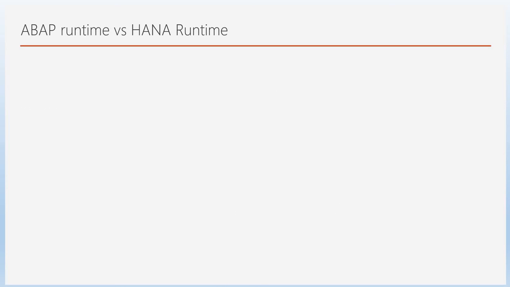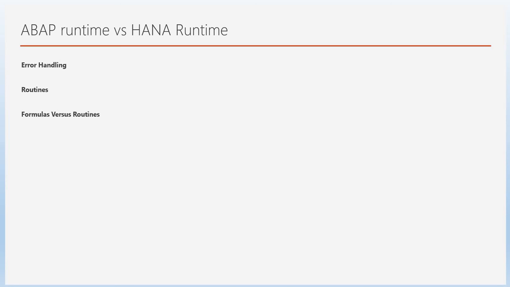Now I will be talking about a few more differences: the error handling, then routines, and formula versus routines. In the case of error handling, the error handling option is available in DTPs in the case of ABAP runtime. But if you go into HANA runtime, we do not find this option. So this is a very good difference between ABAP runtime and HANA runtime.